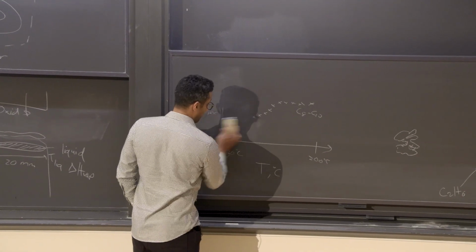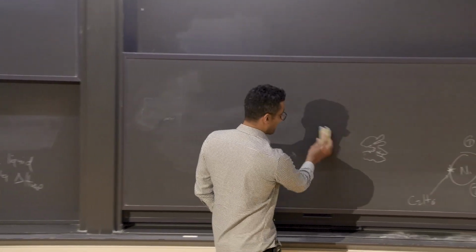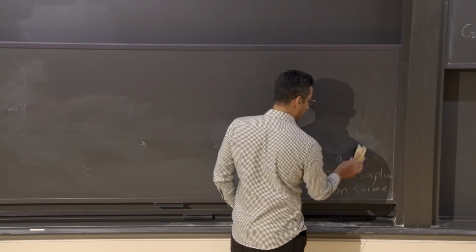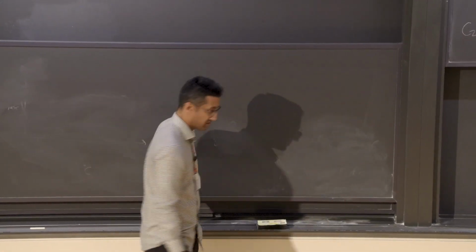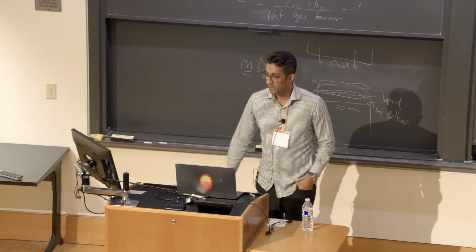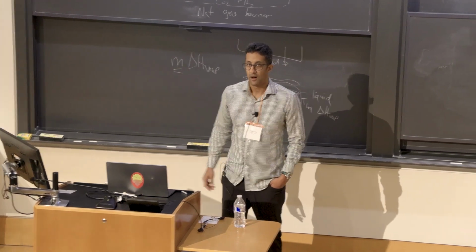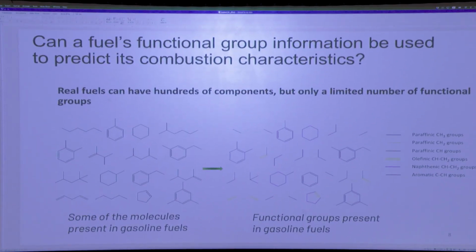Again, that's an approximation. It's not a fact. And our goal as engineers is to test: is this approximation appropriate? Is it good enough? In what cases is it good? In what cases is it not good? So again, you look at a real fuel, it can have hundreds of components. But even if a fuel has hundreds of components, there's only a limited set of functional groups. And a functional group is defined as some group of atoms which are present in a molecule.